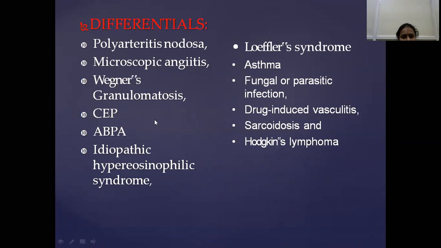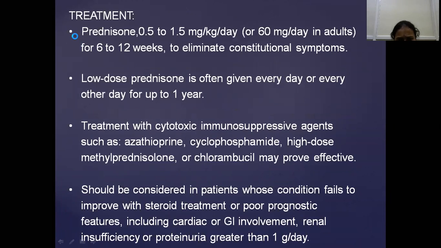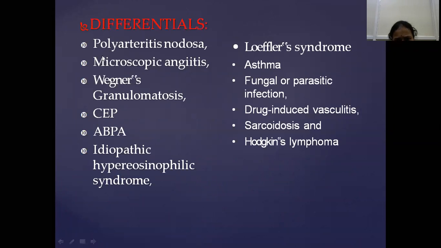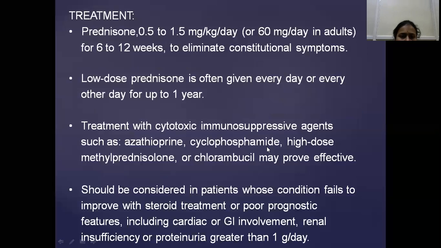These are the differential diagnoses of Churg-Strauss syndrome: polyarteritis nodosa, microscopic polyangiitis, all these being vasculitides, Wegener's granulomatosis, and chronic eosinophilic pneumonias, ABPA, idiopathic hypereosinophilic syndrome, Loeffler syndrome, asthma, fungal or parasitic infection, drug-induced disease, sarcoidosis, and Hodgkin's lymphoma.